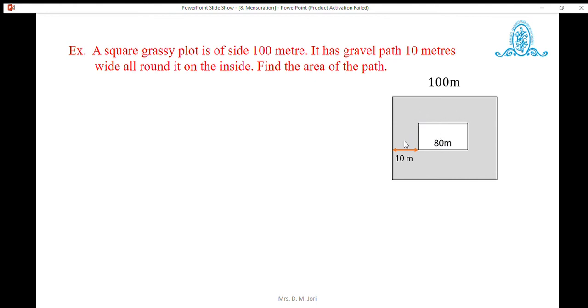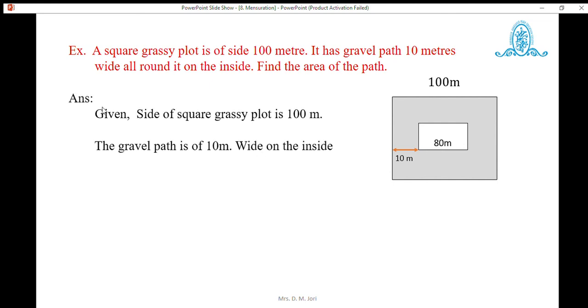How is it 80? This is 10. Again, this side will be 10. So that 20 meters get subtracted from the whole 100. So 100 minus 10, 10, 20 means it is 80 meters. Okay, so this is the remaining dimension, we can say, for the inner plot other than the gravel path.